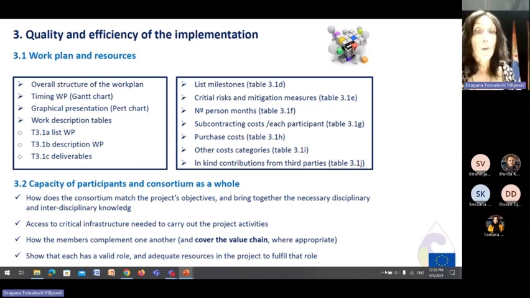Capacity of participants and consortium as a whole. This is very important to convince the evaluator that you need exactly these partners. So yesterday I said that partners should be someone that you know. But of course, if they are your friends, fantastic, but you have to justify that they are necessary. So you have to demonstrate that they have something that nobody else can give to the project. So interdisciplinarity, they cover all the needs of the project, and they have a valid role in your proposal.